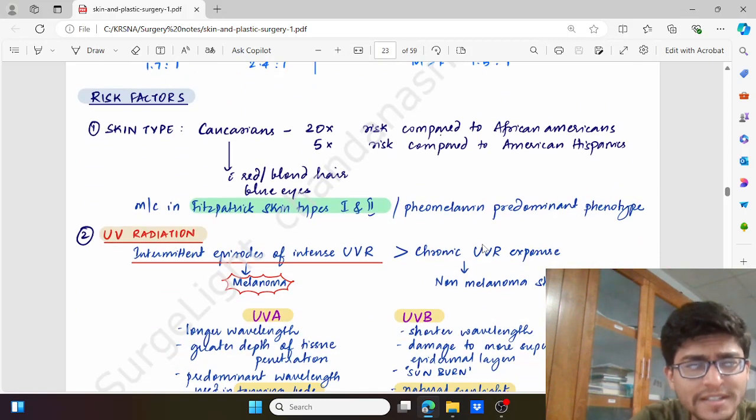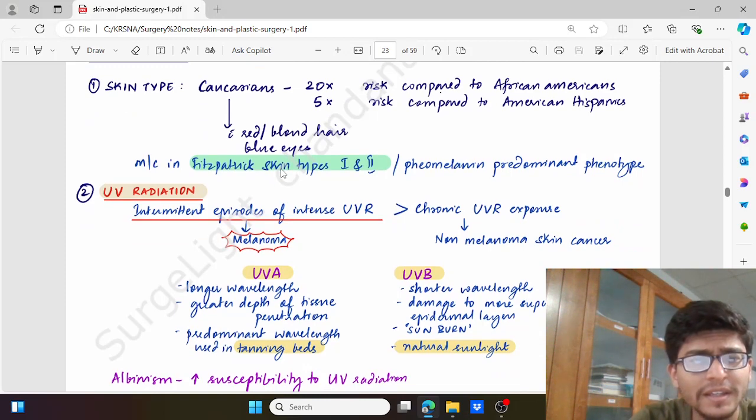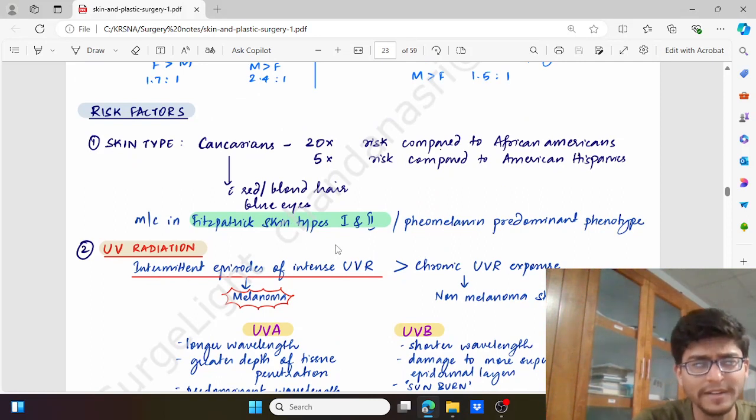Now the risk factors. Skin type is a common risk factor: Caucasians have a higher risk compared to African Americans, that is 20 times, and 5 times compared to American Hispanics. The most common are Fitzpatrick skin types 1 and 2, that is the pheomelanin predominant phenotype. So pheomelanin predominant phenotype, Fitzpatrick skin type 1 and 2, means red or blonde hair, blue eyes, these people.